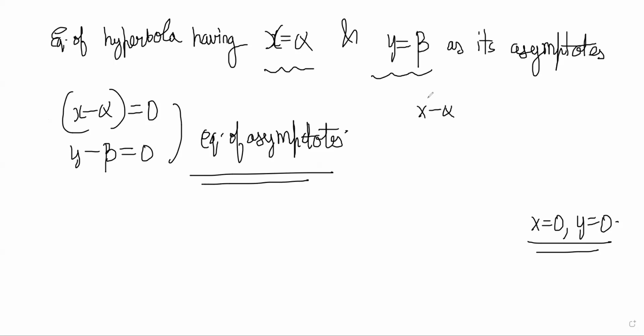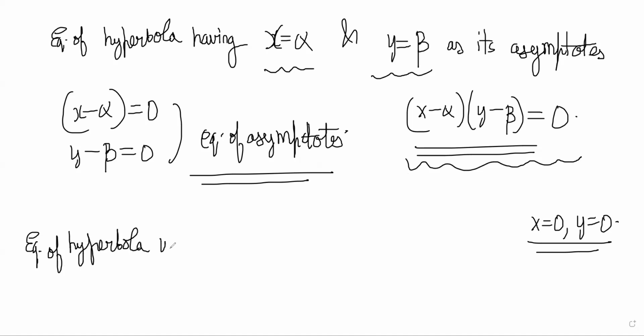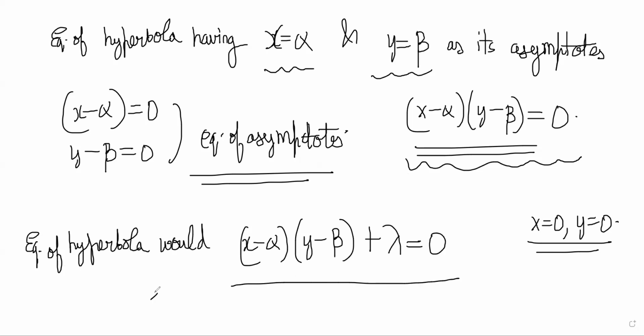Now, if you multiply these two equations, it gives us the product of these asymptote lines, and this is the equation of pair of asymptotes. Now, we know that the equation of the hyperbola and the equation of the asymptotes differs by a constant. So, if this was the equation of my asymptotes, the equation of the hyperbola would be the same equation plus some constant. x minus alpha, y minus beta plus gamma equals 0 is the equation of my hyperbola.